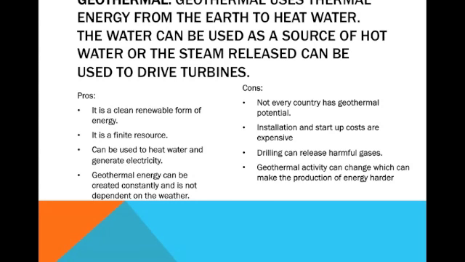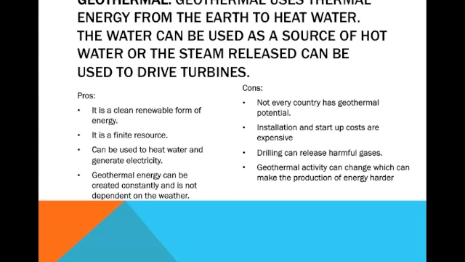Okay, geothermal. Geothermal energy uses thermal energy from the earth to heat water. The water can be used as a source of hot water, or the steam released can be used to drive turbines. Some advantages would be that it's a clean, renewable form of energy. It's finite. It can be used to heat water and or generate electricity. And geothermal energy can be created constantly and is not dependent on the weather, like many other forms of renewable energy. But there are some disadvantages.